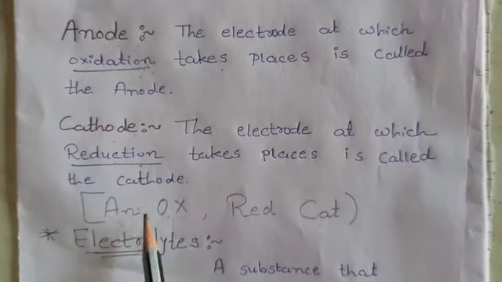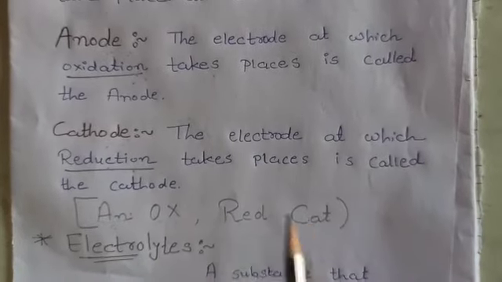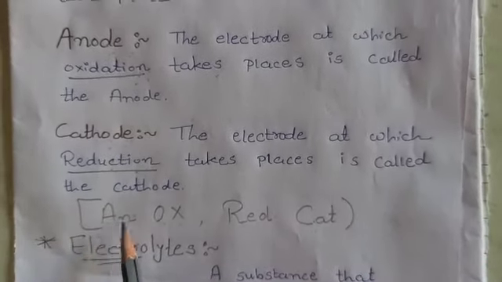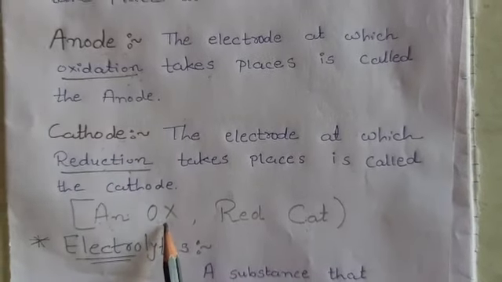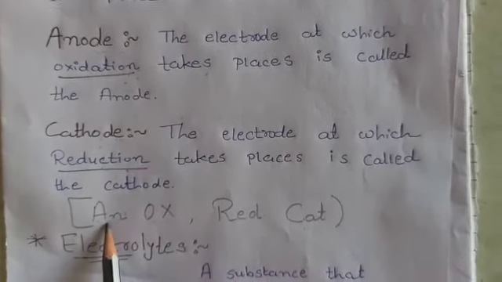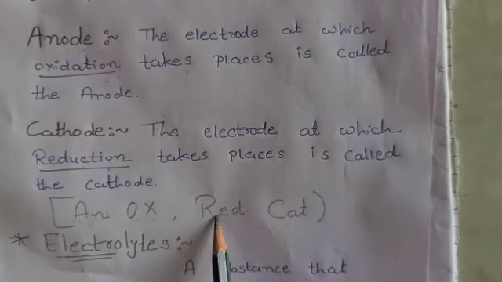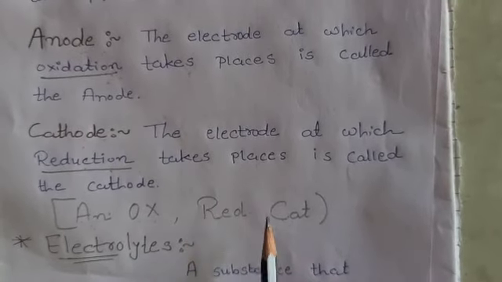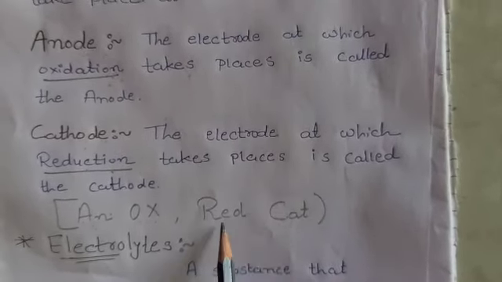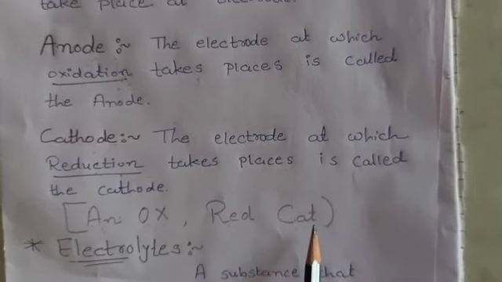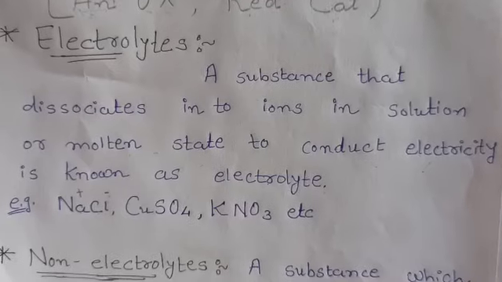You can remember that by "An Ox, Red Cat", right? An means anode, Ox means oxidation, means oxidation occurs at the anode. Red Cat, Red means reduction, and Cat means cathode, means the reduction reaction occurs at the cathode, right?